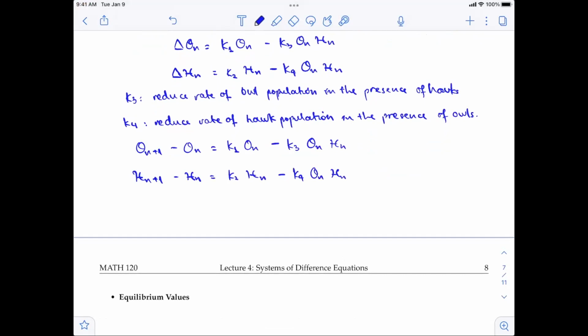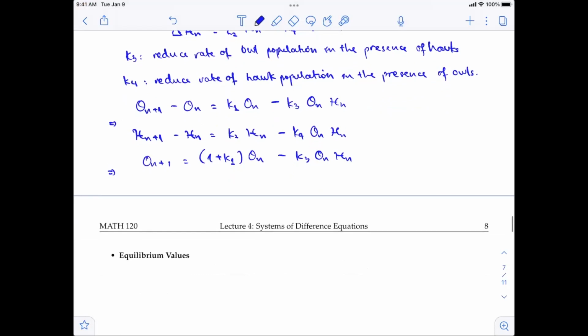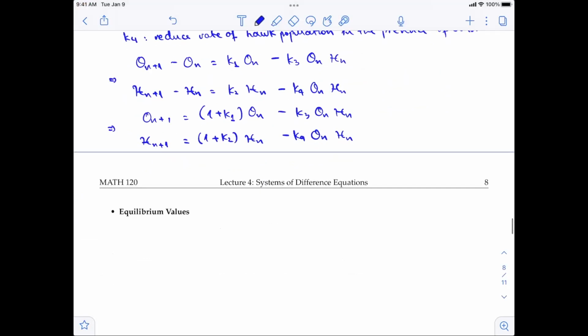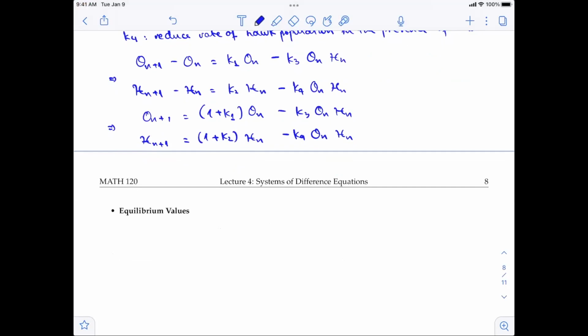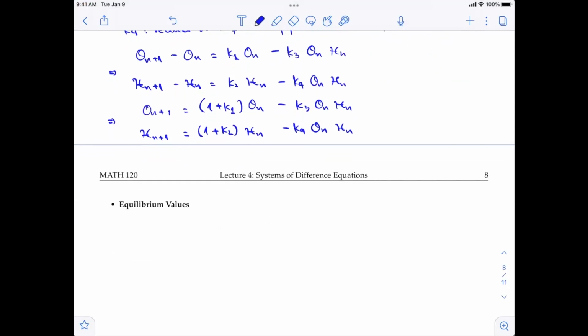Okay. We can continue with this system and manipulate it so that the left-hand side only contains the terms O sub n plus 1 and H sub n plus 1. And so we get O sub n plus 1 is equal to 1 plus K1 times O sub n minus K3 times O sub n times H sub n. And for the second equation, you have H sub n plus 1 equal to 1 plus K2 times H sub n minus K4 times O sub n times H sub n. Okay, and from here you can find the equilibrium values, and you can later determine if the equilibrium points are stable or not stable.